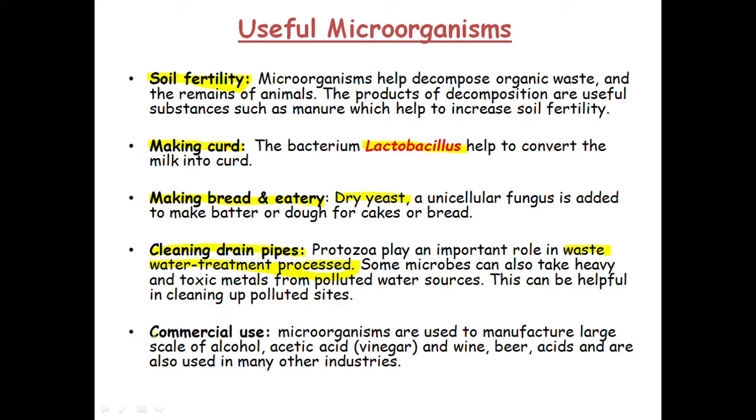Next is the commercial use. Commercial use means for the purpose of business. Microorganisms are used to manufacture alcohol on a large scale, acetic acid, that is vinegar, wine, beer, acids, etc. They are also used in various chemical labs for preparing different kinds of chemicals. So these are the very basic useful applications of microorganisms.